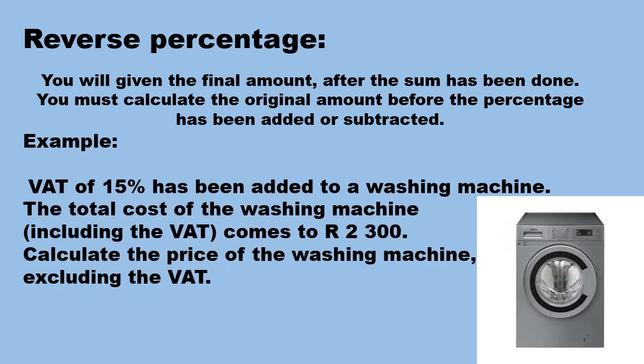VAT of 15% has been added to a washing machine. The total cost of the washing machine, including the VAT, comes to 2,300 Rand. Can you see that you've got the final amount? Calculate the price of the washing machine excluding the VAT, or calculate the price of the washing machine before the VAT has been added.